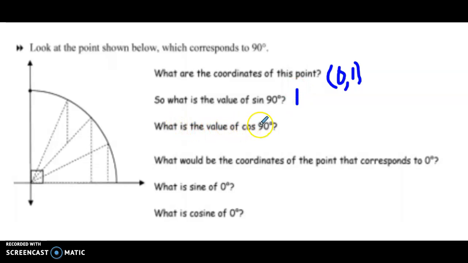What's the value of the cosine of 90? Again, we got the x coordinate, but try it with your calculator. The cosine of 90 is 0. What would be the coordinates of the point that corresponds to 0? So if we're looking at this point right here, that would be 1, 0. So what is the sine of 0? Well, the y value is 0, and if you put sine of 0 in your calculator, you do get 0. What's the cosine of 0? And it's 1.